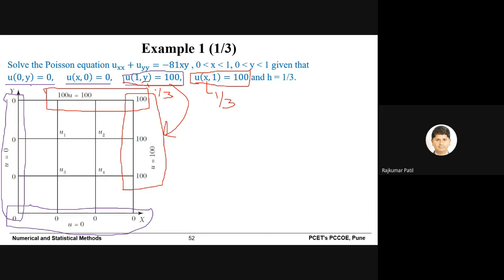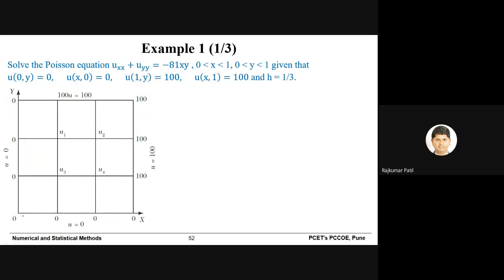So you might have understood where you have to use u(0,y), the first equation, where you have to use the second equation to assign boundary values, for which region you have to assign the values of u using equation number 3, and for equation number 4 where we have to assign the values. So here for y and x, we start from 1 by 3, then 2 by 3, and then 3 by 3. This is how we assign the values.